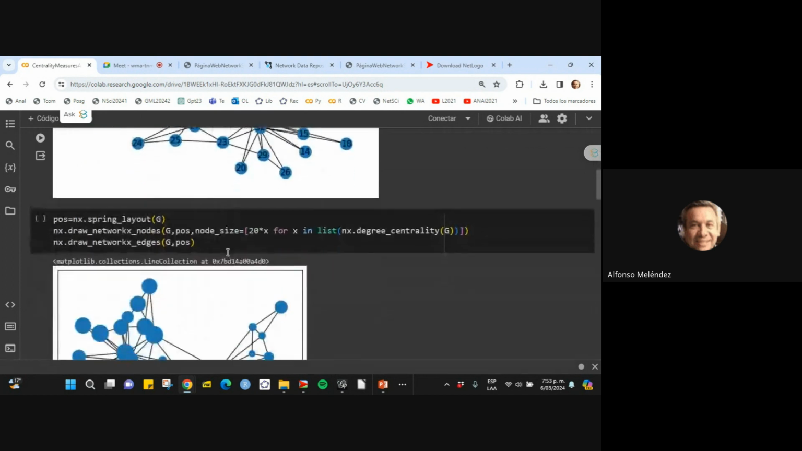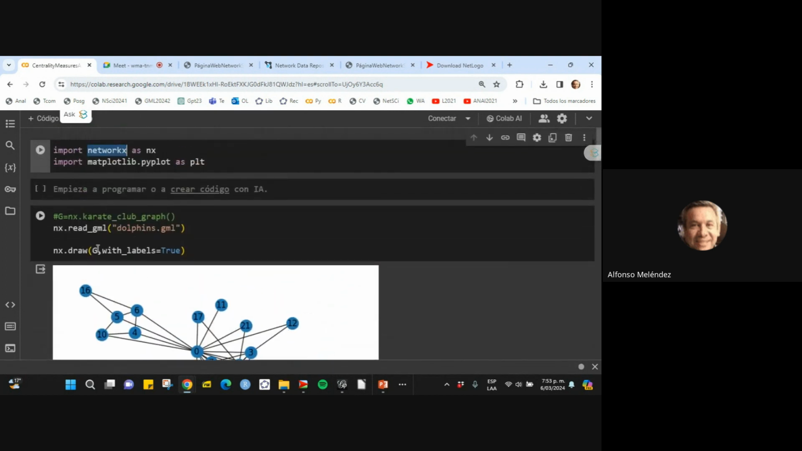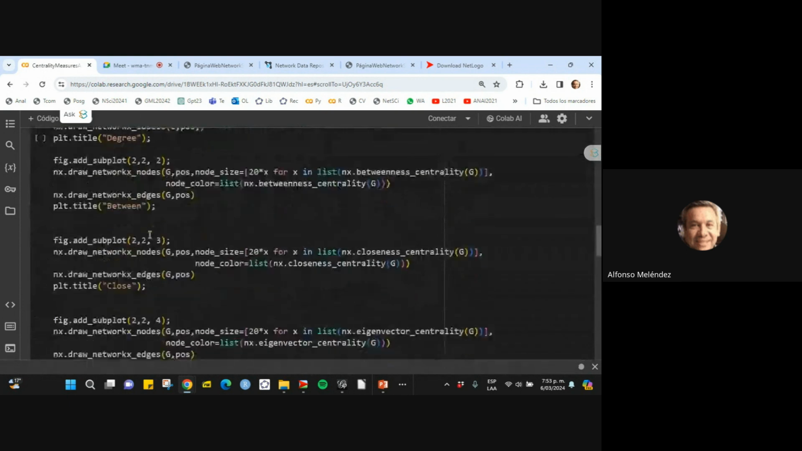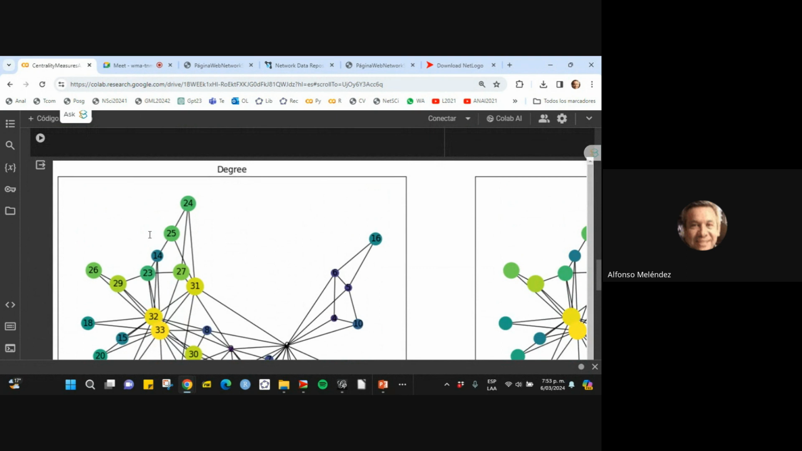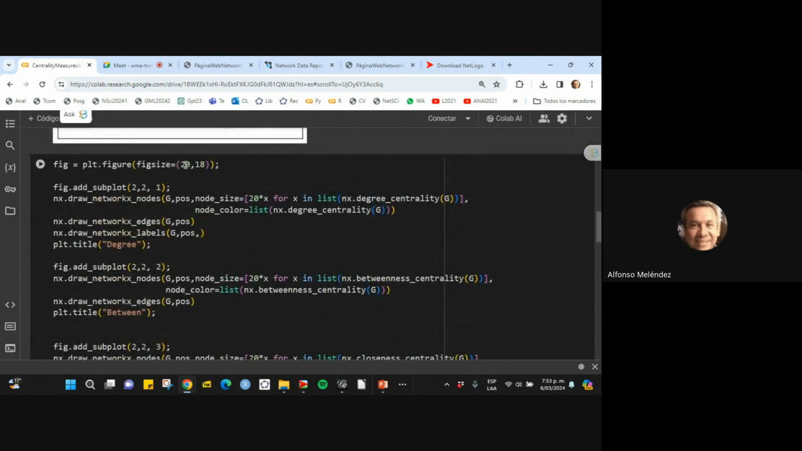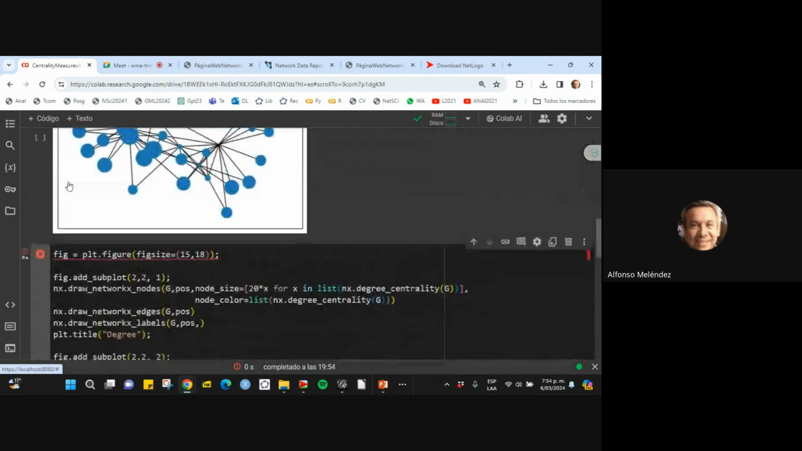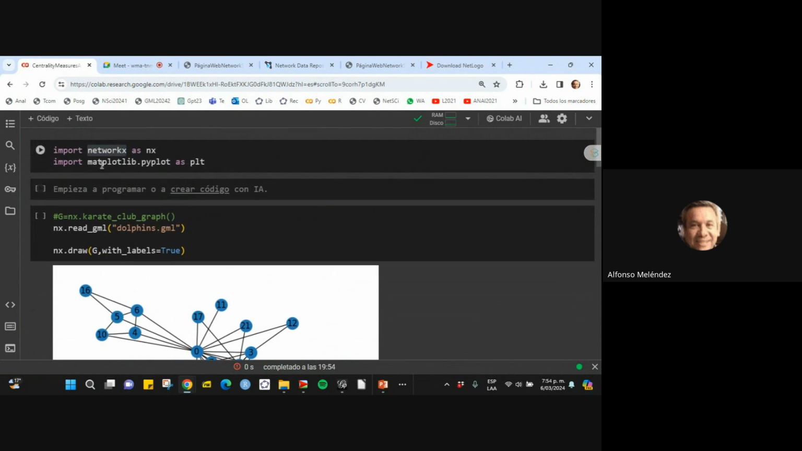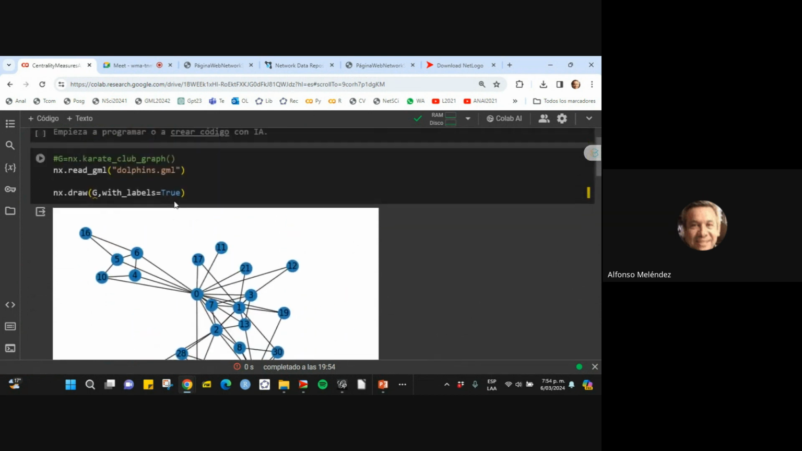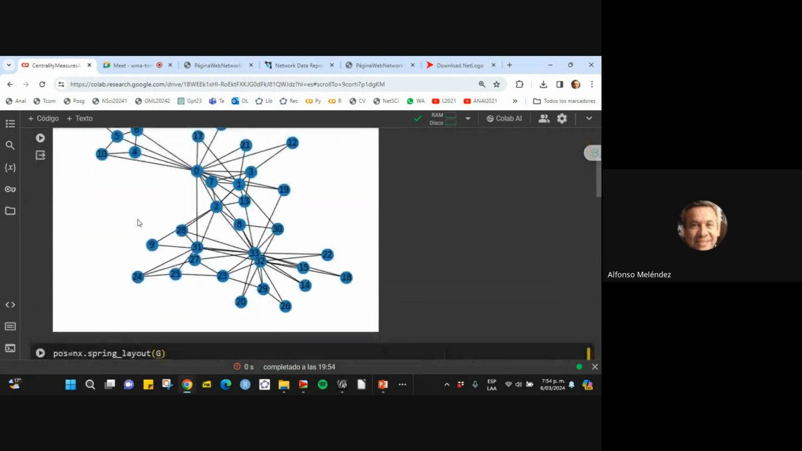look at this. This is not the dolphin network. This is a small network, I guess it's called the Karate Club Network. Here you can read a network. You can visualize it. Very basic commands.